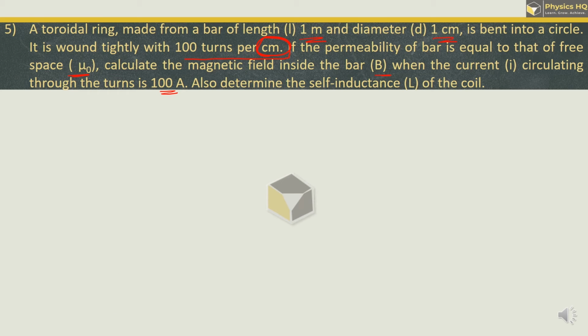So first of all, the number of turns over here is given as 100 turns per centimeter. We need to convert this into meter, right? So if we have 100 turns per centimeter, within a meter we will have 100 into 100 turns per meter, because 1 meter will give us 100 centimeter. So this is 100 into 100, or we can write it as 10 raised to 4 turns per meter. Fine. Hope you all understood this.